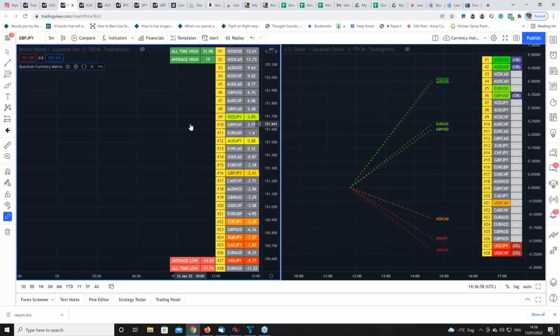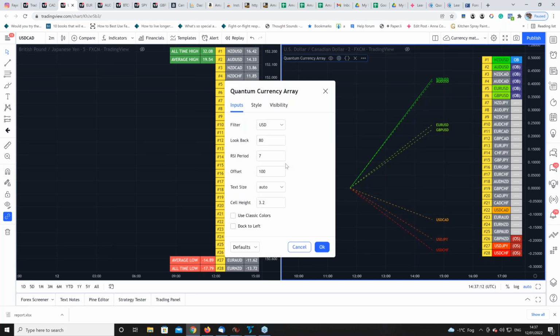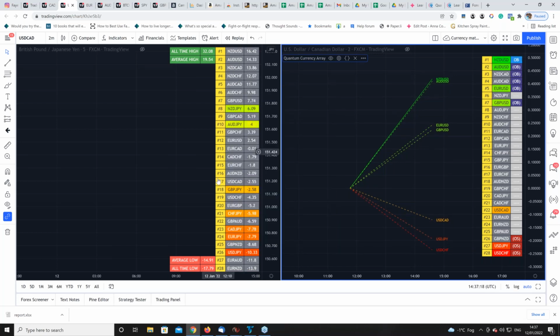So this is very close to the market because we get a lot of emails from customers who say, well, you know, why is the matrix saying one thing and the currency array is saying something else? Because if I do the same thing over here on the currency array, just click on the settings here, the look back period is 80. It's more than 10 times what the look back is on the matrix.